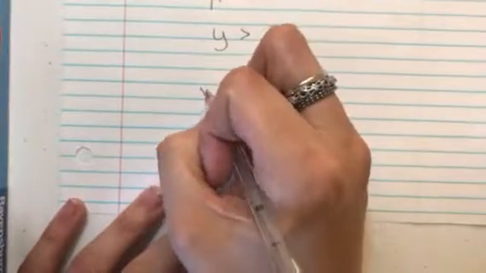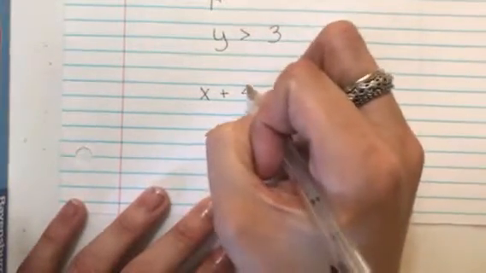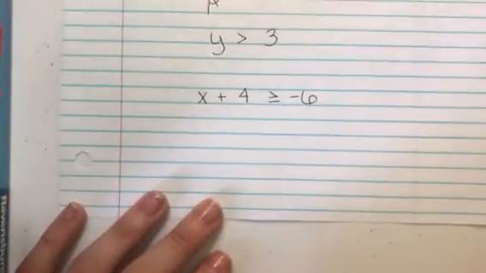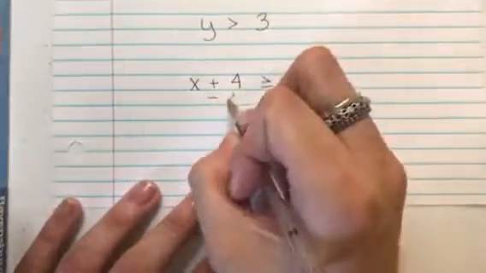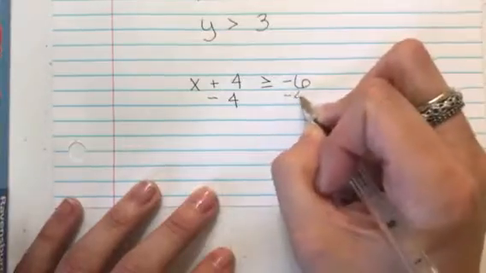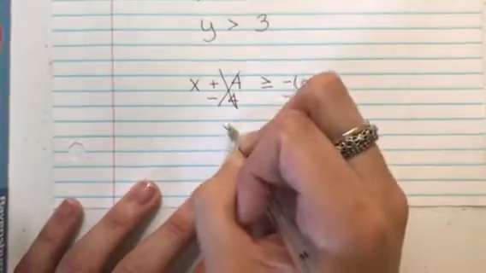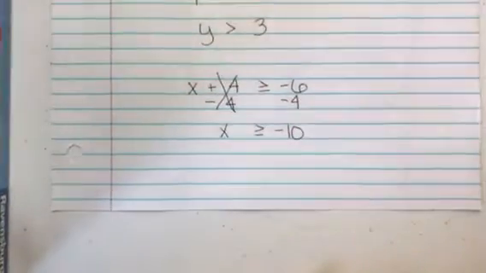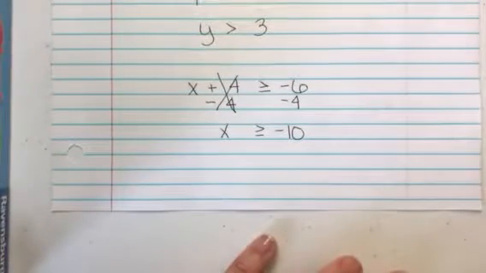Now make sure this is only for multiplication and division, which means if we have something like x plus 4 is greater than or equal to negative 6, it doesn't matter what we do here to solve. We're solving with addition and subtraction, and that's never a reason to flip the sign, and so we know we can bring it down just the way it is.